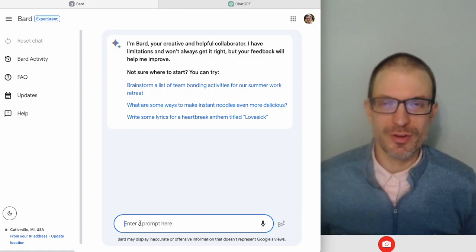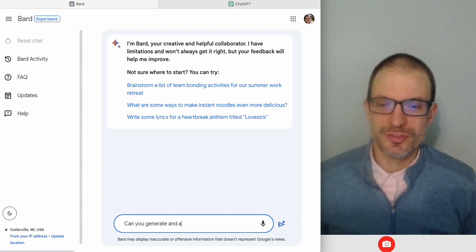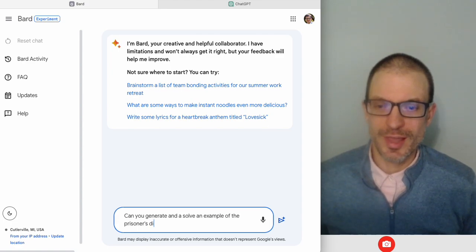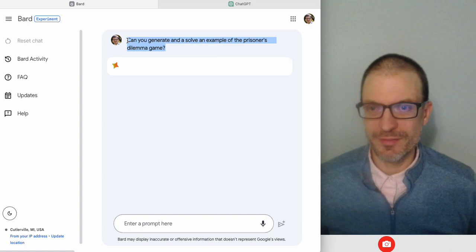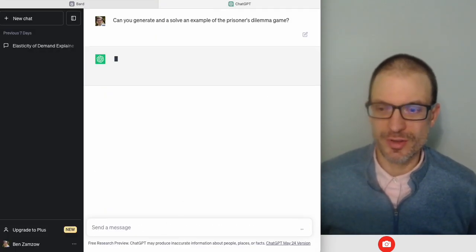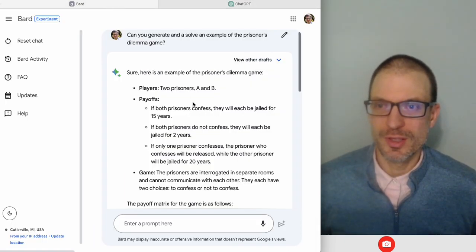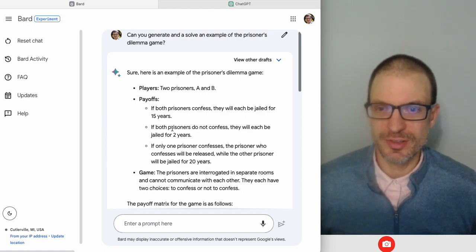I want to ask some game theory questions. So I'll say, can you generate and solve an example of the prisoner's dilemma game? I didn't specify if this is specifically for economics or game theory or whatever. I just want to see what it's going to do right out of the box. I gave the exact same question to both, to Bard on the left here first, and then to ChatGPT. Let's see what it'll say.